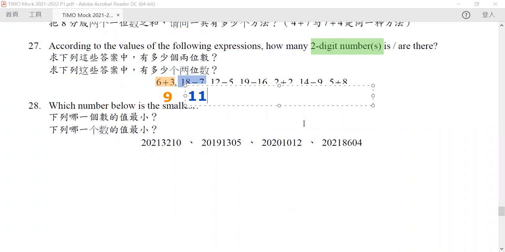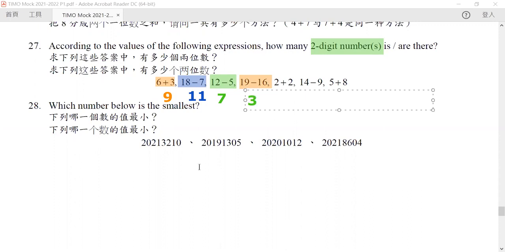For our next number, which is 12 minus 5, our answer will be equal to 7. For our next number, 19 minus 16, the answer will be equal to 3. And for our next number, 2 plus 2, our answer will be equal to 4.